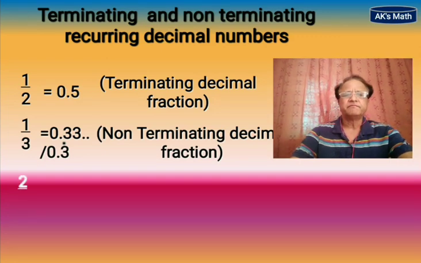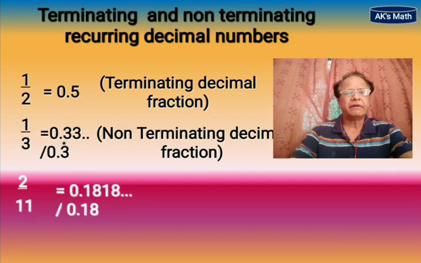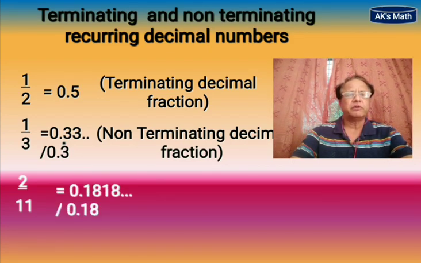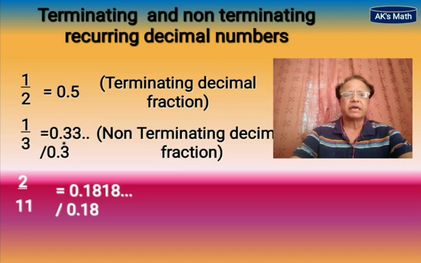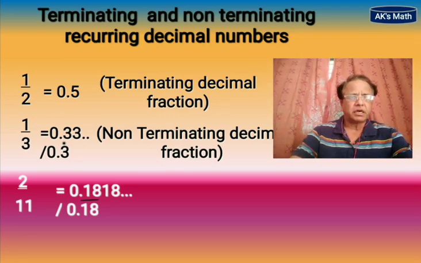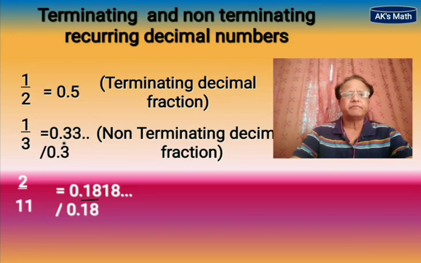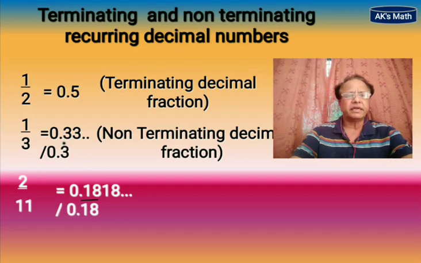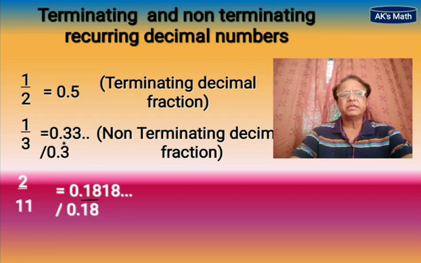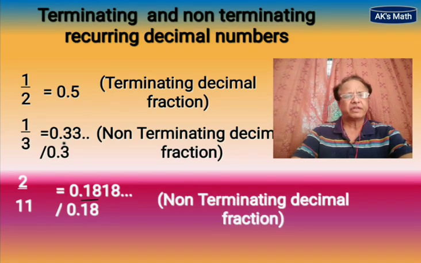Now look at this number. This is 2 by 11. If you divide 2 by 11, you will get continuously 0.181818 like this. So we can represent that particular decimal number by giving an upper line, a small line symbol at the head of that particular group. It indicates that this 18 recurs so many times in this number. So this number is also called a non-terminating decimal fraction number.